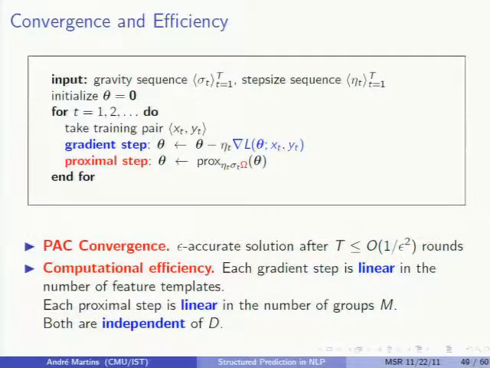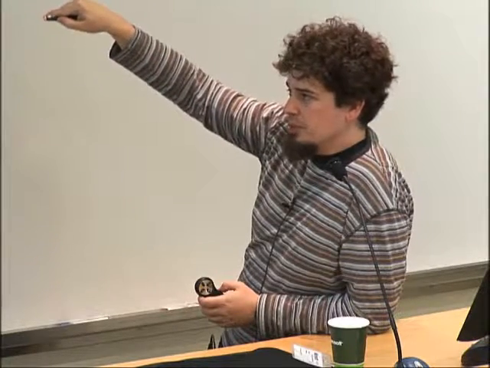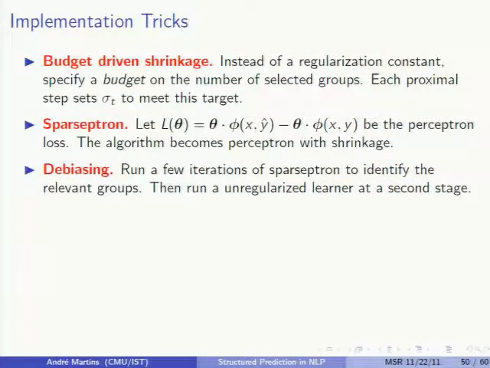So I'm just going to say a couple of things about practical issues. Each gradient step is linear in the number of feature templates. I'm assuming that for each data point, you have as many features firing as the number of templates. Each proximal step is linear in the number of groups, because there are some smart things you can do: you can keep track of the norms of each group and use that for the updates. So everything is independent of the dimension of the feature space, and you can actually play with very large feature spaces here.